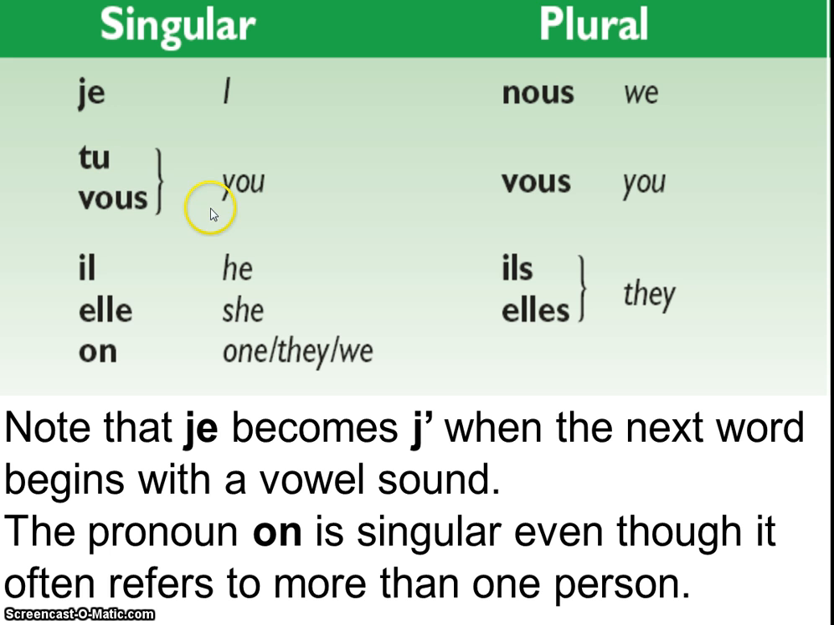I also talked about the fact that tu could be used for you, but one person. In case you want to be formal, you're going to use vous. And this form here for plural is like you all. You just need to note that je becomes j apostrophe when the word that follows starts with a vowel or a vowel sound. We use the pronoun on for singular, even though it usually refers to more than one person. So you need to understand that.